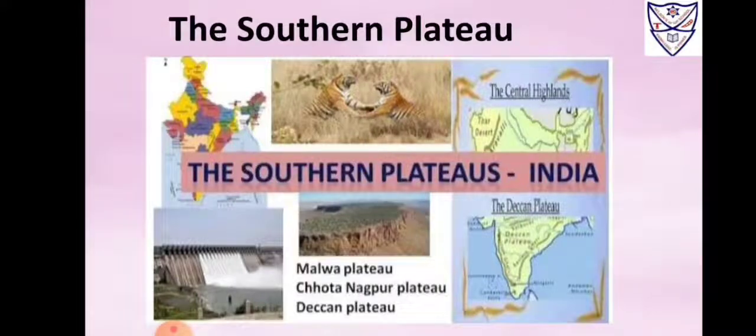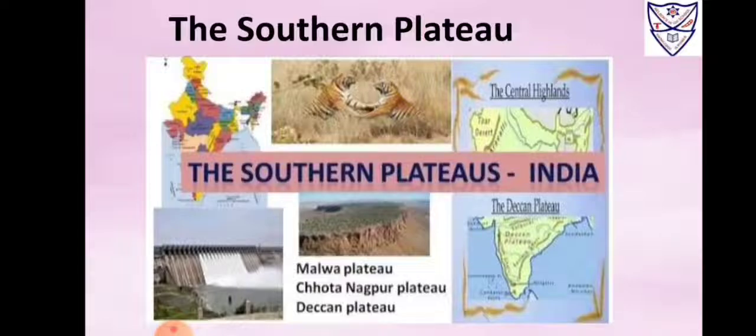The Southern Plateau. The southern part of India is a peninsula which is surrounded by the Arabian Sea in the west, the Bay of Bengal in the east and the Indian Ocean in the south. The Southern Plateau covers most of the peninsular region. It lies to the south of the northern plains and is shaped like a triangle.